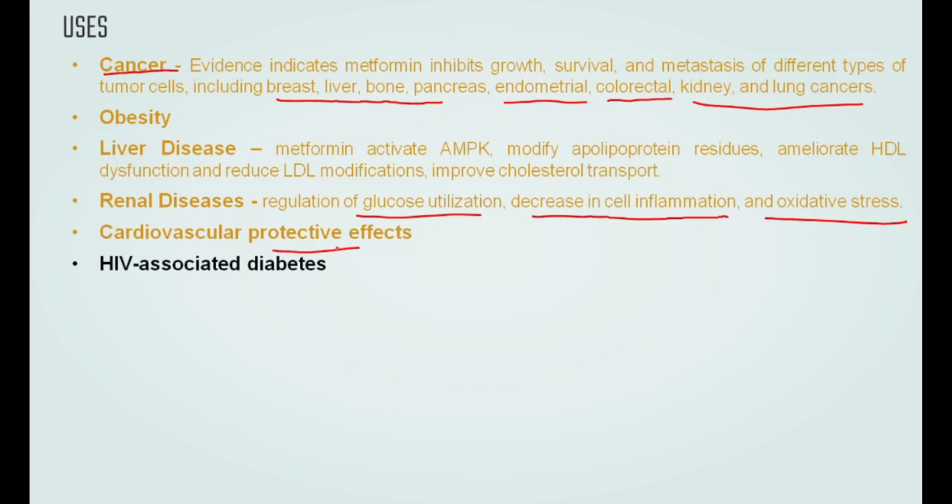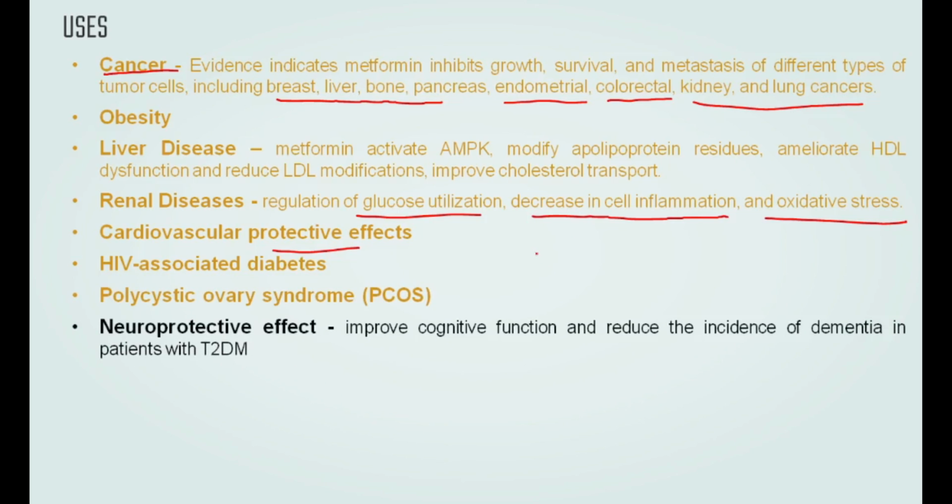Next is HIV associated diabetes also. It is very helpful. Then polycystic ovary syndrome, which is a hormonal disorder, and it is common among women in the reproductive age, and in such condition insulin resistance is increasing. So there also metformin is useful.